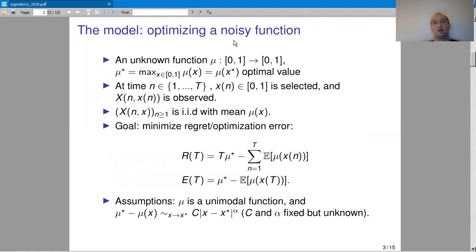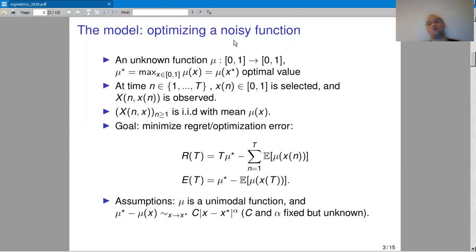Now here we are considering the continuous bandit problem. What is the continuous bandit problem? We assume that we have an unknown function from a bounded interval into [0, 1]. This function is the reward function. It is what we would like to maximize. And we would like to find x star, which is the place at which this function is maximal.